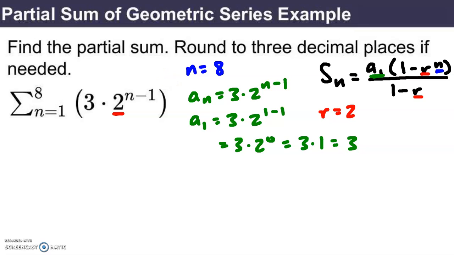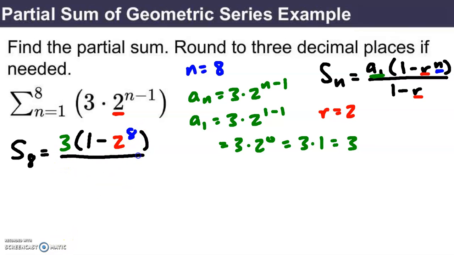So let's plug it in and do some calculating. The sum of those first 8 terms, if n is 8, is a sub 1, that's 3, times the quantity 1 minus r, which is 2, to the n power, n is 8, all over 1 minus r, which is 2. Let's see if we can simplify it now.